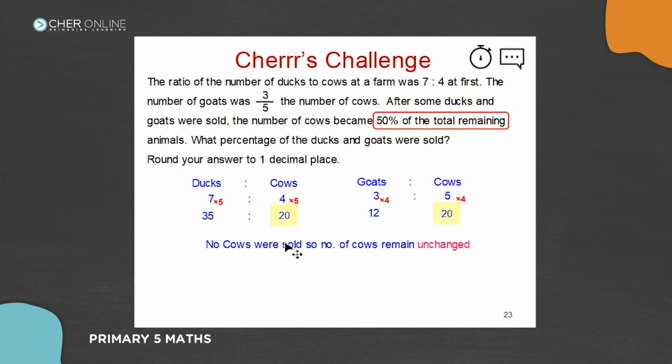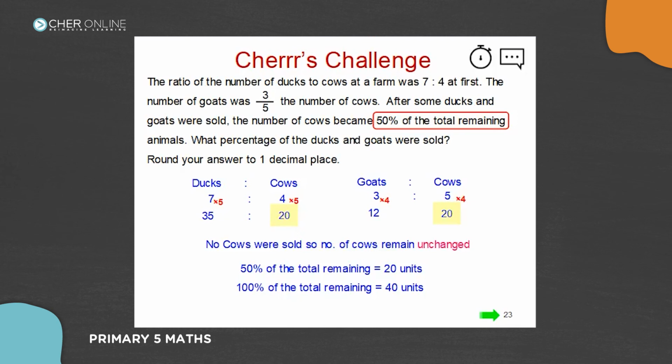So some ducks and goats were sold, and the number of cows became 50% of the total remaining animals. Okay? But do you note that only ducks and goats were sold? So that means no cows were sold, and cows was unchanged. The number of cows remains unchanged, that means. Okay, so 50% of the total remaining will be 20 units, and therefore the total will be 40 units.